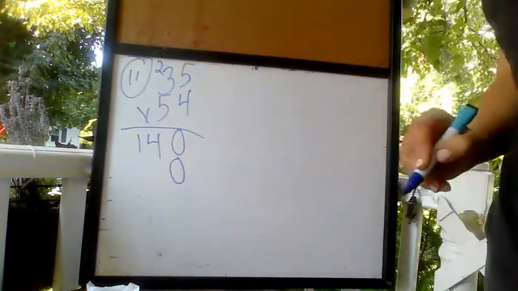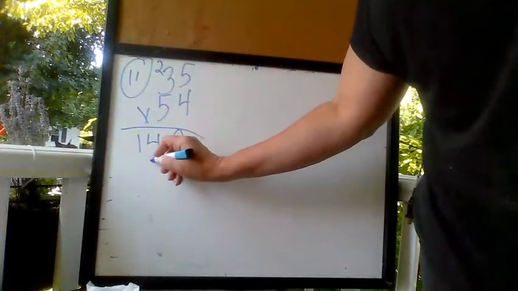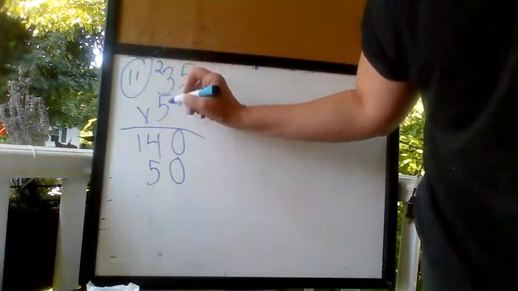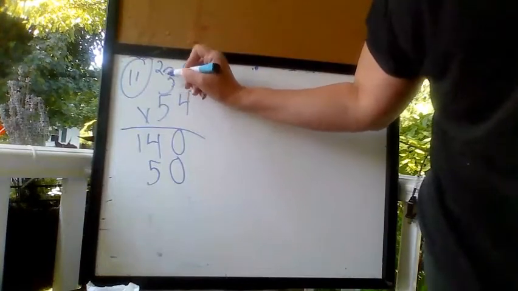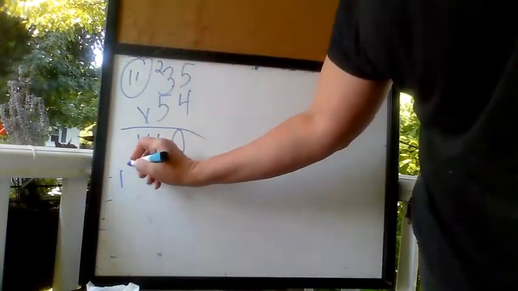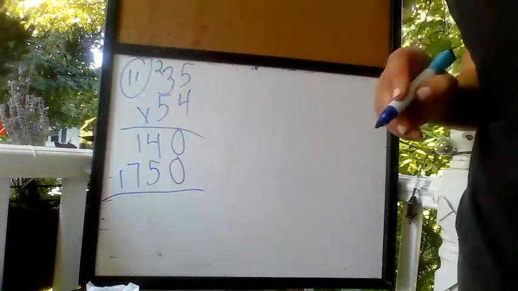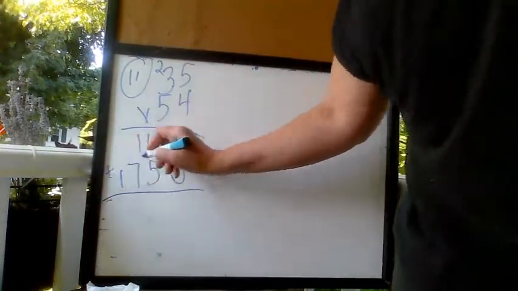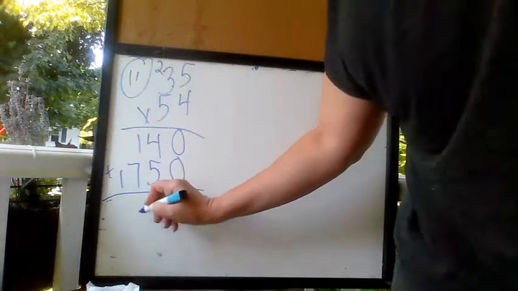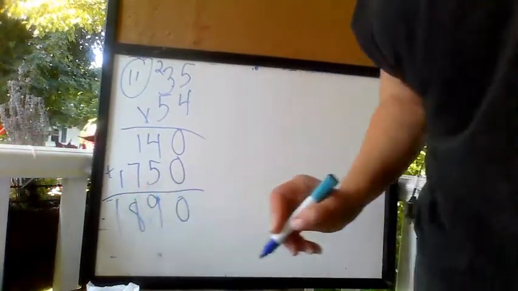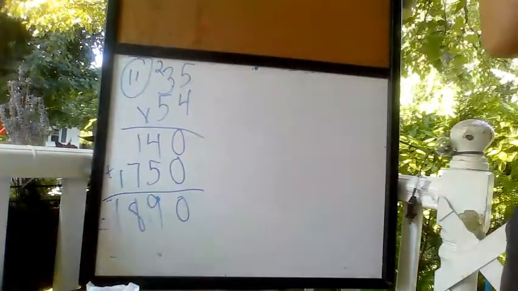Go to the second row. 5 times 5 is 25. So put a 5 here. Carry the 2. 5 times 3 is 15, plus 2 is going to be 17. Then we add these together. 0, 9, 8, 1. The answer to 11 is 1,890.